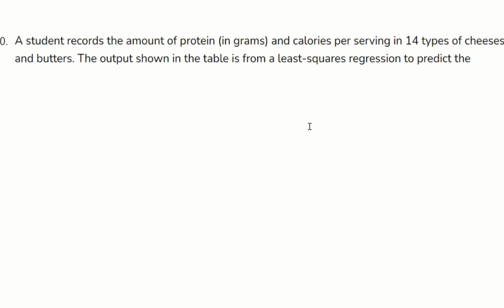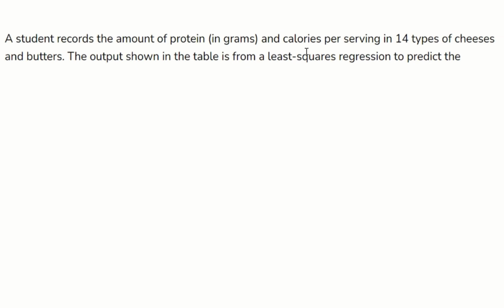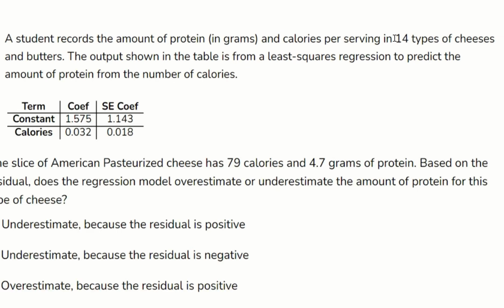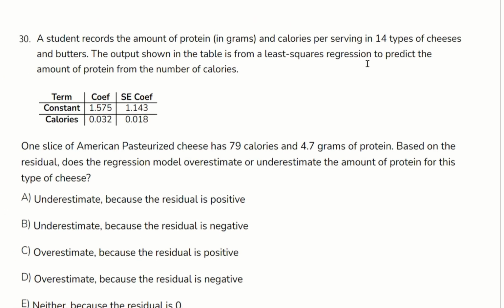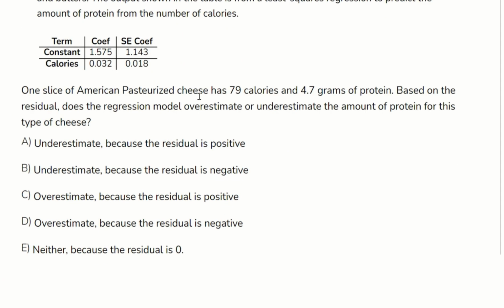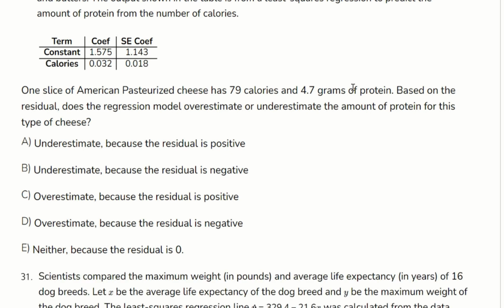All right, so now let's look at number 30. A student records the amount of protein in grams and calories per gram per serving in 14 types of cheeses and butters. The output shown in the table is from a least squares regression to predict the amount of protein from the number of calories. One slice of American pasteurized cheese has 79 calories, 4.7 grams of protein. Based on the residual, does the regression model overestimate or underestimate the amount of protein for this type of cheese? All right, so they're saying that the amount of protein is 4.7.